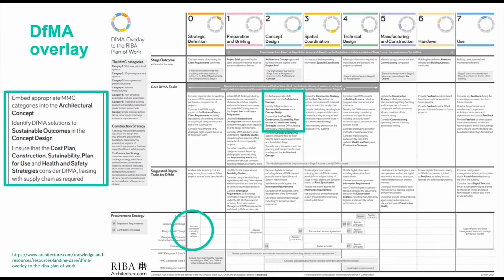I've pulled out one example of the guidance in the green box, and this is actually key to the success of embedding manufactured solutions into any project. It is that appropriate MMC solutions should be identified at the concept design stage, RIBA stage 2, to ensure that, for example, the cost plan and health and safety strategies consider DfMA and liaise with the wider supply chain as required. You might also just about read in the circle it says to appoint an MMC advisor at stage 0. It really is vital to understand this requirement for early engagement, considering MMC strategies right at the outset.